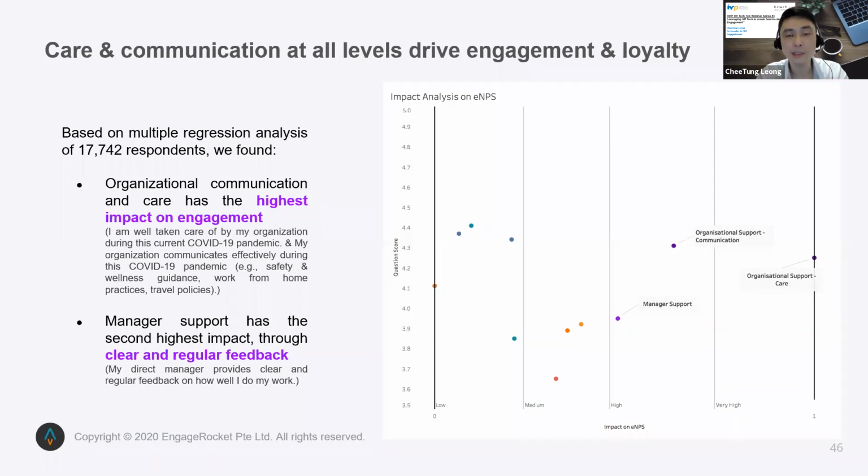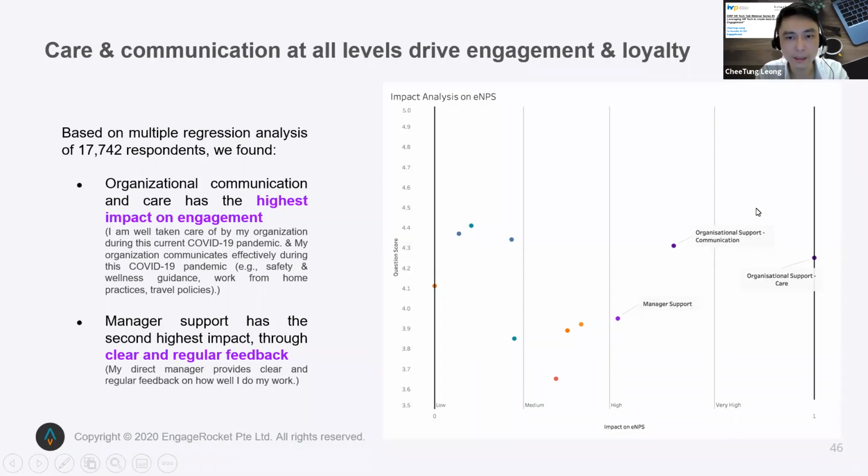So when we did this analysis, we ran a multiple regression on employee net promoter score with all the different engagement question drivers that we asked. And what we found was really interesting. In a crisis like now, the most important driver of employee engagement is the demonstration of care by the organization at all levels of the company. If you look on the x-axis, the horizontal scale, we track the impact on net promoter score, meaning to what extent does a change in one of these questions change your employee engagement. So the higher, the more sensitive your employee engagement is to that particular factor.